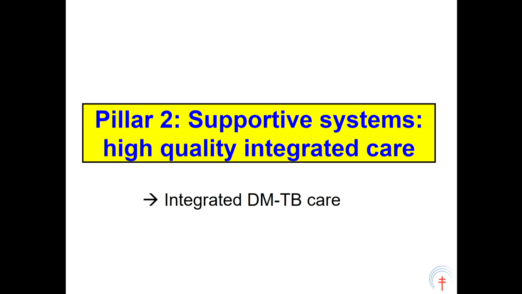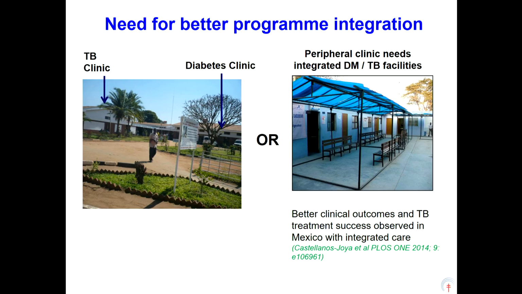Let's go back to the pillars. Pillar 2, supportive systems, high-quality integrated care. Here, we can think about integrated diabetic TB care. If you have TB and diabetes and you go to most health facilities, you will basically be treated as shown on the left-hand side. You will visit the TB clinic for your TB, and then you'll have to go and visit the diabetic clinic for your diabetes. Surely we can do better.